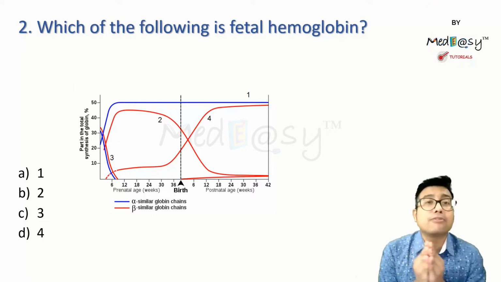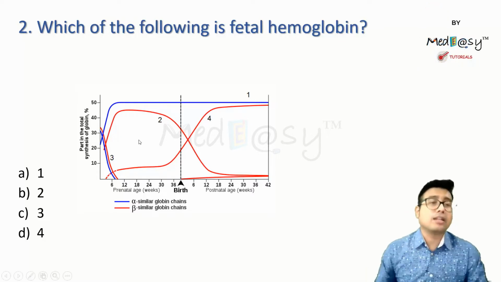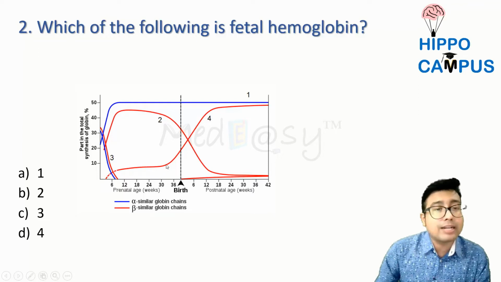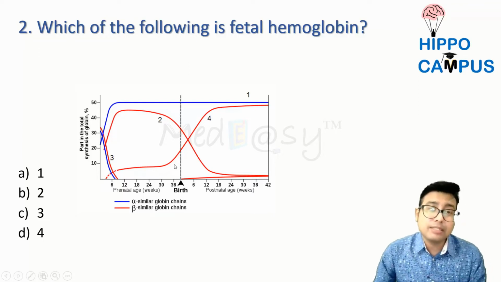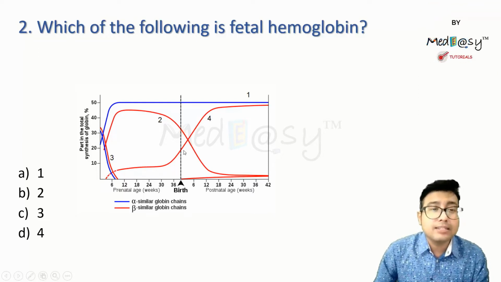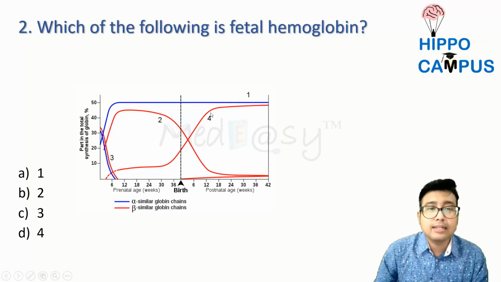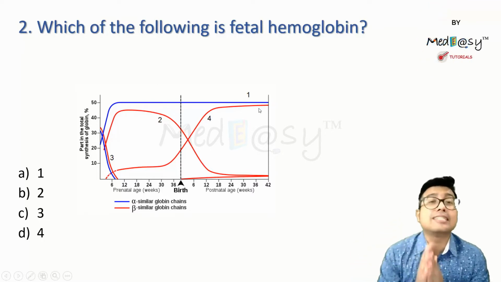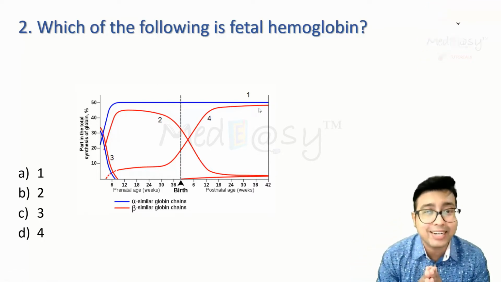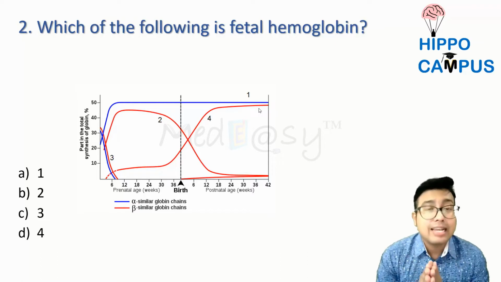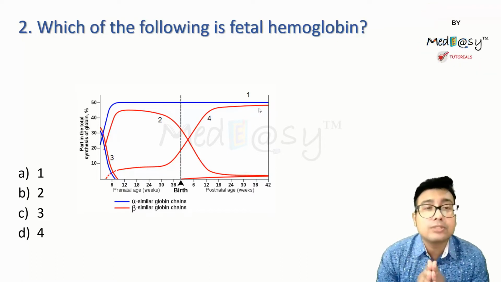Now what is number 4? Number 4 starts to develop, is low in the intrauterine period, and is not so high at birth, almost 30%. Then it slowly rises and continues to remain at the top. So it is actually adult hemoglobin. All right, and what's left? Yes, number 2. If you chose it from your common sense, you got the right answer.